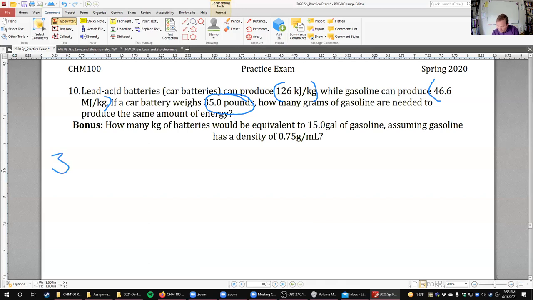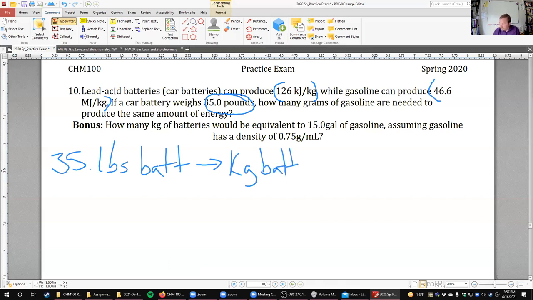All right, so we're starting with 35 pounds battery. If we have pounds of battery, we could get to kilograms. Probably have to look up a conversion, but that's doable. And if we're in kilograms battery, we can get to energy, we can get to kilojoules. And we could stop there and hit enter and say, okay, a 35 pound battery gives off this much energy. And then we could take the next step, and that would be to say, okay, how many grams of gasoline does it take to give me that same amount of energy?